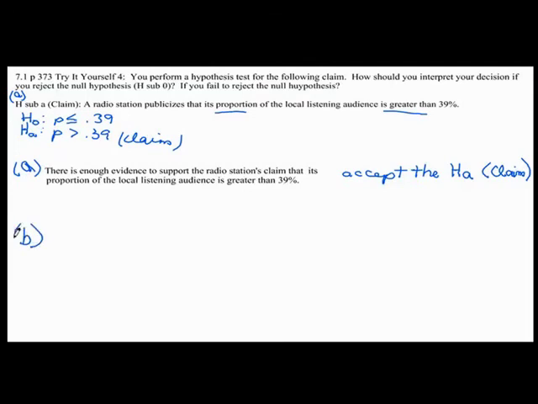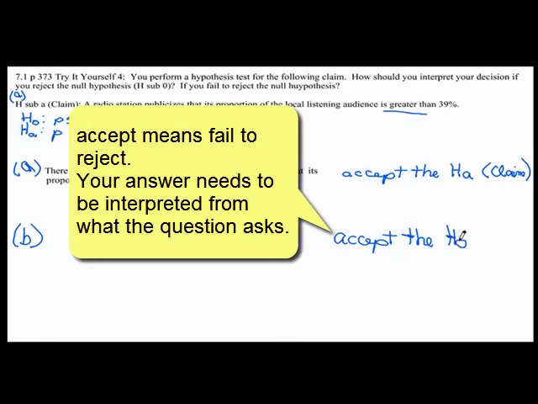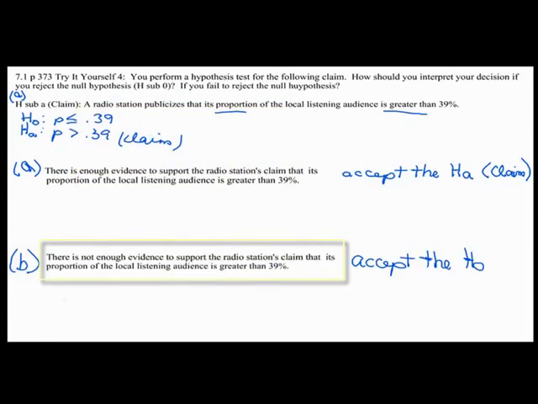For part B, if you fail to reject the null hypothesis. So now we're going to fail to reject the null hypothesis. That means we're going to accept the null hypothesis, which is not the claim. And so what would our outcome be then? What would we state? How would we interpret it? So in this case, we would say that there is not enough evidence to support the radio station's claim that its proportion of the local listening audience is greater than 39%.